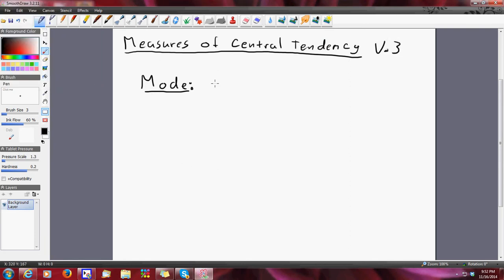So my last topic here is the mode, and this is a measure of central tendency as well. And the mode just means the value that occurs most often.